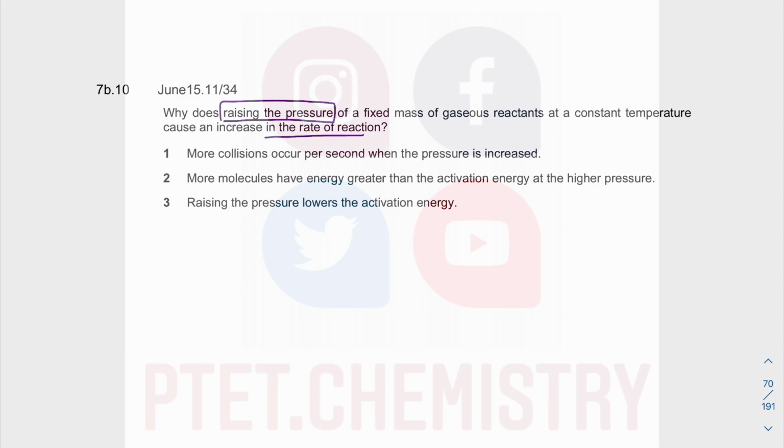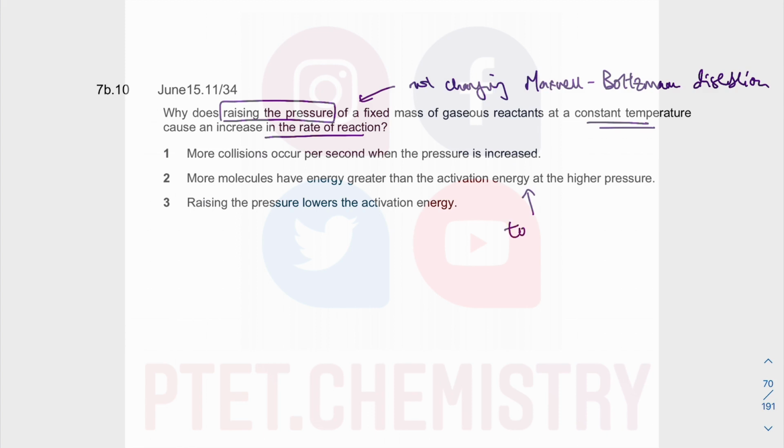Changing pressure can increase the rate of reaction when temperature is not changing. So again, that is not changing the energy distribution of your reacting molecule. So it's not changing your Maxwell-Boltzmann distribution of energy for your reacting molecules. So more molecules have energy greater than activation energy at a higher pressure. This is to do with proportion of effective collision. And based on what I just said, because you do not change the Maxwell-Boltzmann distributions, therefore you do not change the proportion of effective collisions.